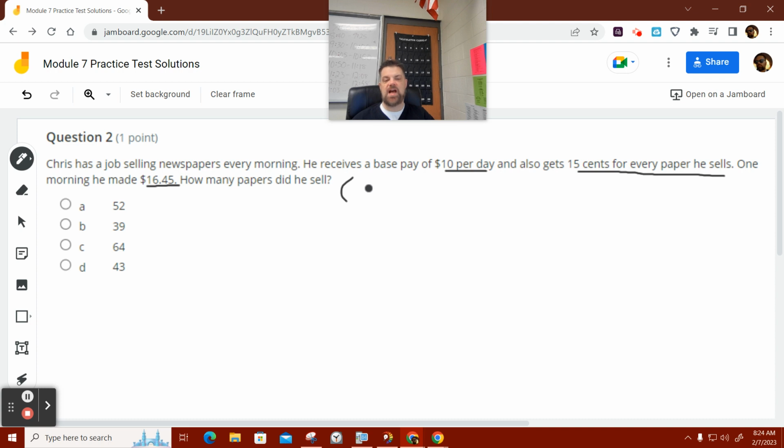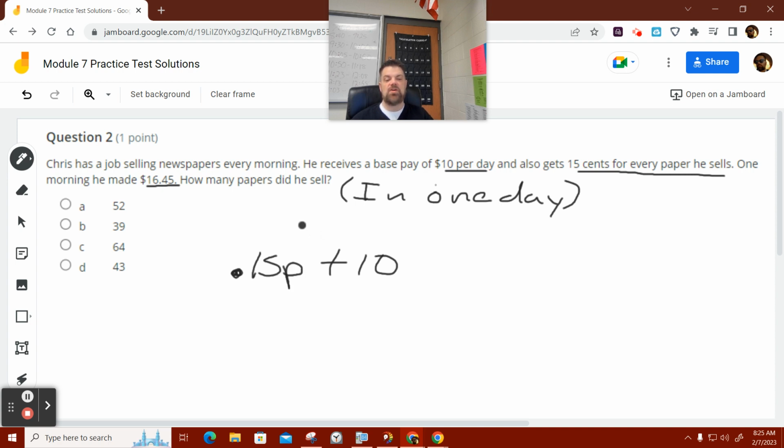How many papers did he sell in one day? So what that means is for that day he received $10 plus 15 cents, which we'll put as 0.15 for every paper that he sells.